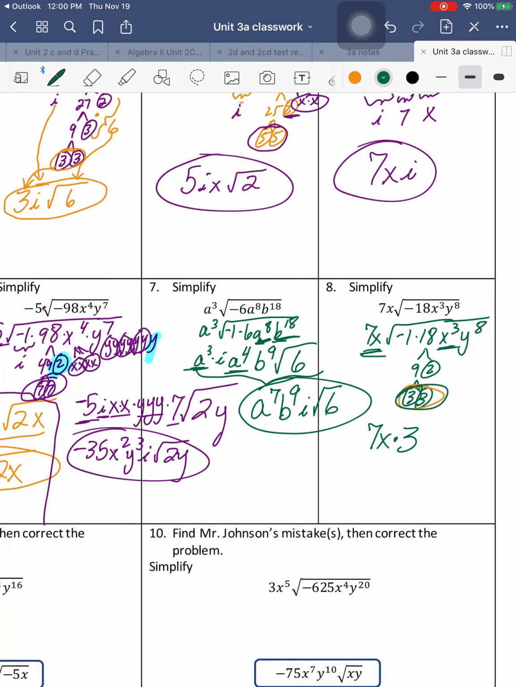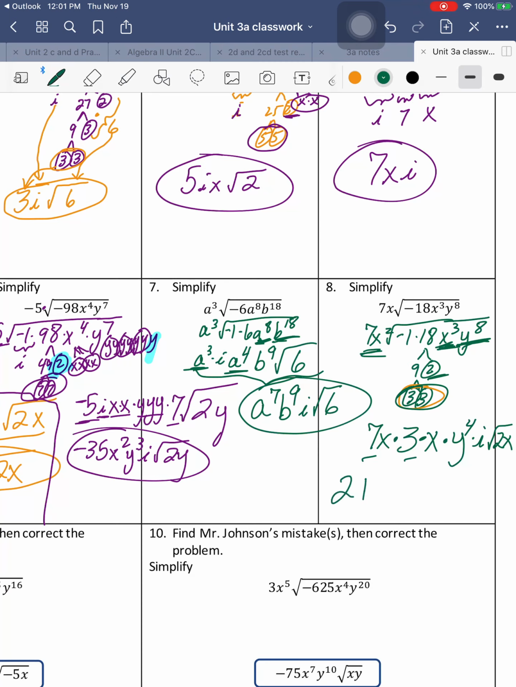The x to the 3rd, how many pairs can you take out of x to the 3rd? There's 3 x's, so only 1 pair, so only 1 x. There'll be x left over on the inside. How many pairs can you take out of y to the 8th? Should be saying 4, so that's y to the 4th. Don't forget the I, and then what's left over on the inside? The 2, and one more x.